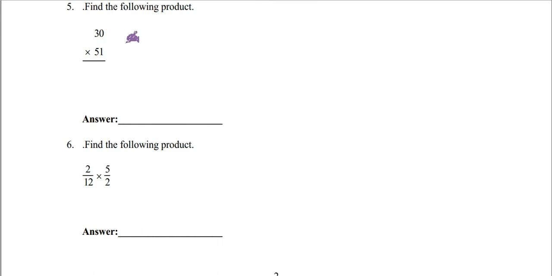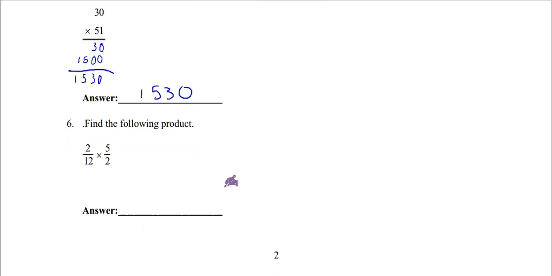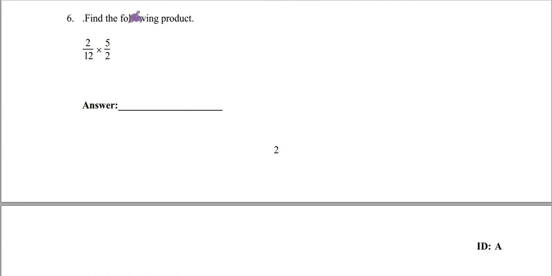Moving along, find the following product. So I just want you to work out this algorithm as normal, right? 1 times 0 is 0. 1 times 30 is 30. 50 times 0 is 0. 50 times 30 is, 150. Or 50 times 30, actually. 50 times 30 is 1,500. So we have a 0, we have a 3, we have a 5, we have a 1. We just add it all together easily. 1,530.